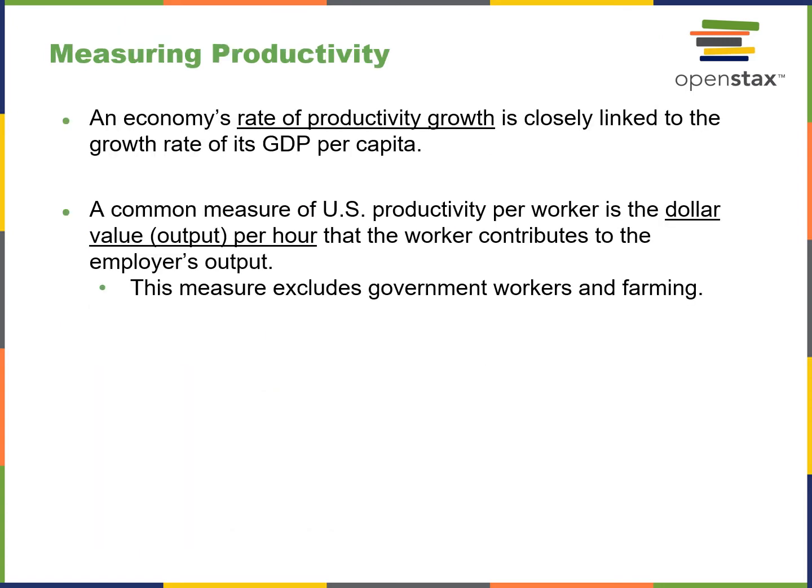An economy has a rate of productivity growth linked to the growth rate of its GDP per capita. And so the US productivity per worker is the dollar value output per hour that the worker contributes to the employer's output. And this measure excludes government workers and farming. Not government farming, but just farming in general and government workers.